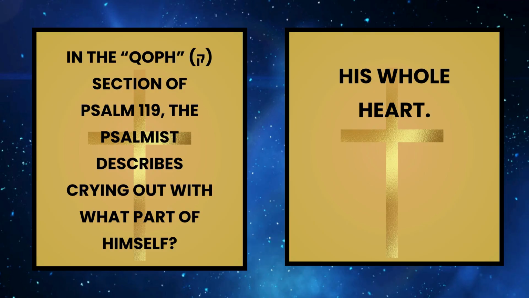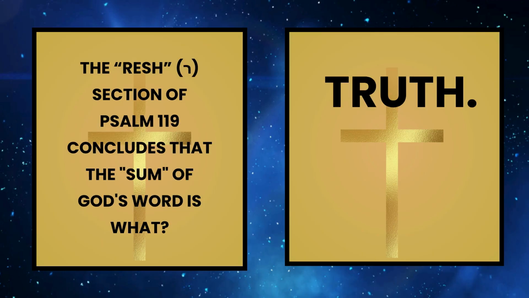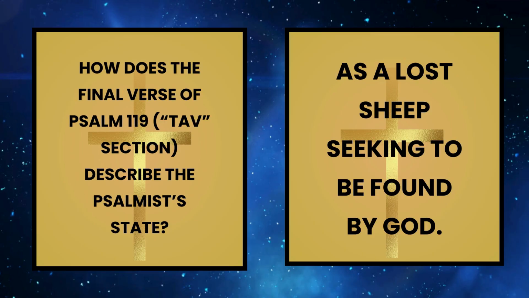In the Qaf section of Psalm chapter 119, the psalmist describes crying out with what part of himself? With his whole heart. The Resh section of Psalm chapter 119 concludes that the sum of God's word is what? The sum of God's word is truth. How does the final verse of Psalm chapter 119, the Tav section, describe the psalmist's state? As a lost sheep seeking to be found by God.